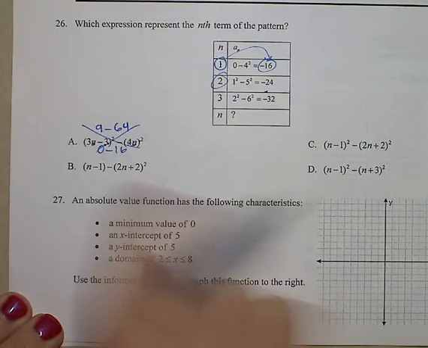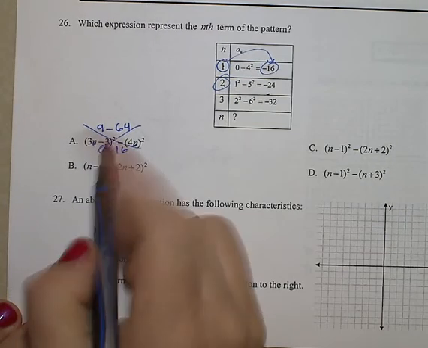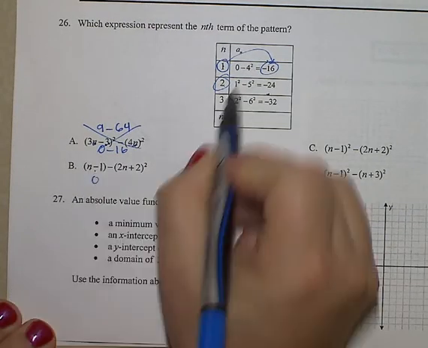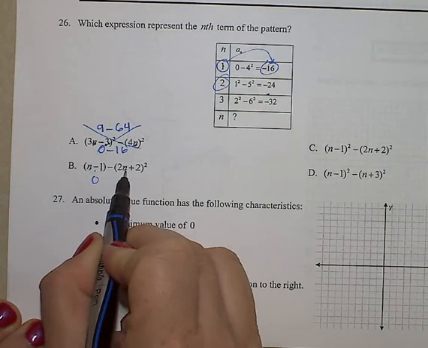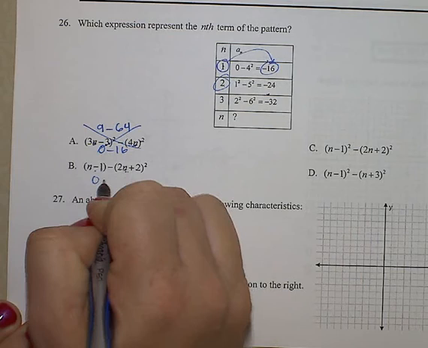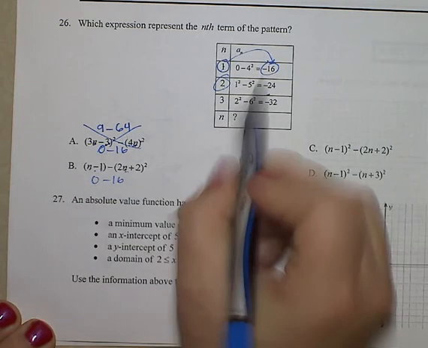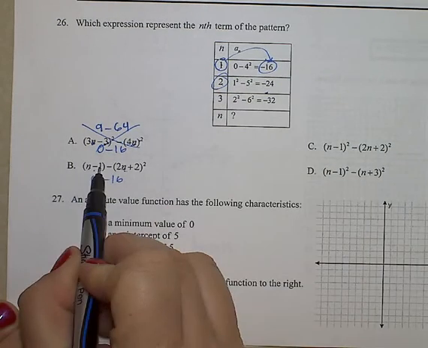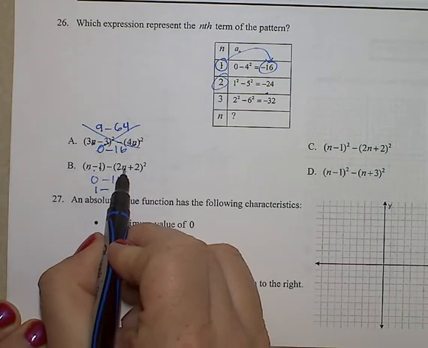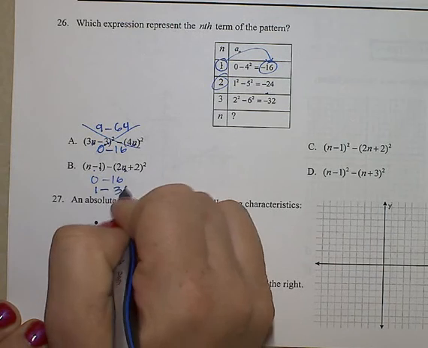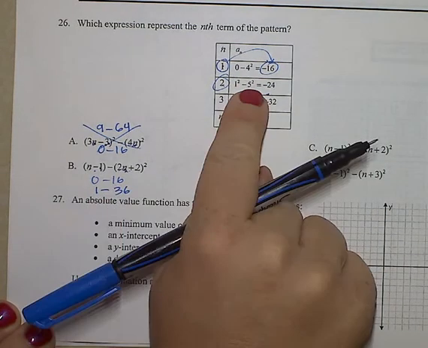Okay, here's our next one. Plug in 1. 1 minus 1 is 0. Plug in 1 again. 2 times 1 is 2. 2 plus 2 is 4. 4 squared is 16. Okay, I still have a negative 16. Good to go so far. Plugging in 2. 2 minus 1 is 1. 2 times 2 is 4. 4 plus 2 is 6. 6 squared is 36. Does this give you a negative 24?